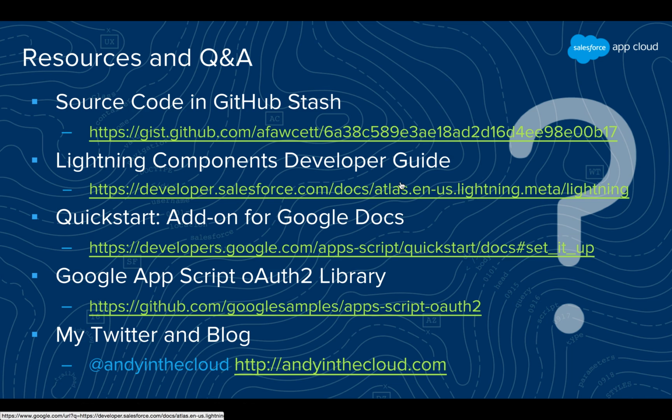It's perhaps not laid out the best way sometimes that you might find it to navigate through, but eventually, if you keep reading through it, you'll come across some really good tips and tricks in there. Quick Start for add-ons is also a link I use to get started with building Google add-ins, and it's really 10-15 minutes, and you'll be up and running with a basic Hello World add-in. And then there's that OAuth library again that I mentioned.